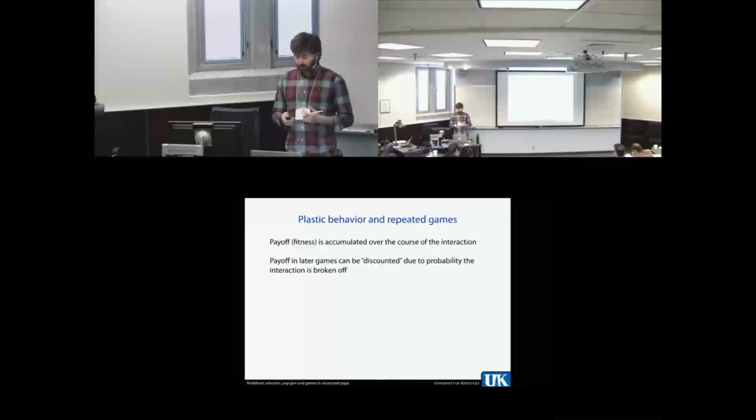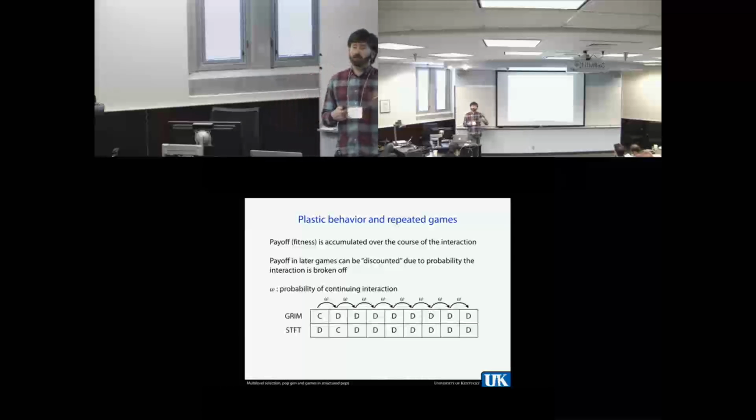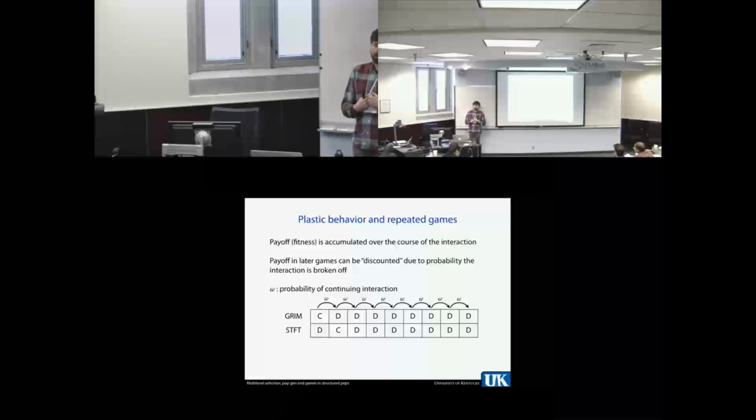And potentially those discounts can be due to the fact that the interaction might be broken off with some probability. So you can imagine that the first time you come together you play the game once, and then with probability omega, you continue the interaction. Over time, the probability that the interaction reaches n stages gets smaller and smaller as n grows larger. So you can think of this omega as a discount: the larger omega is, the less you're discounting those interactions, because there's a higher chance that you'll end up cooperating with that partner many more times in the future.